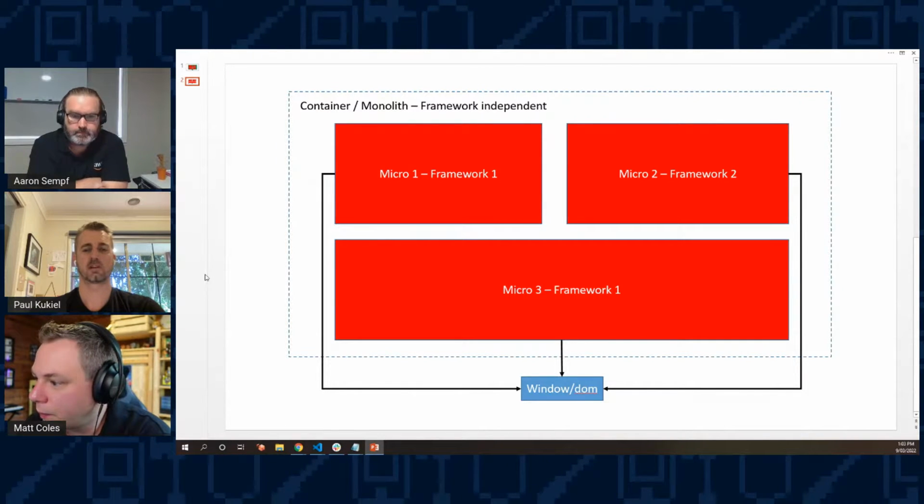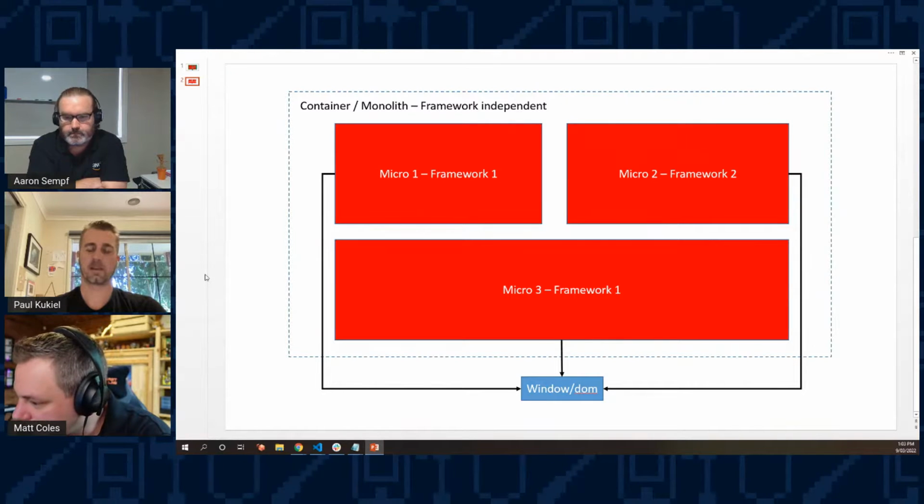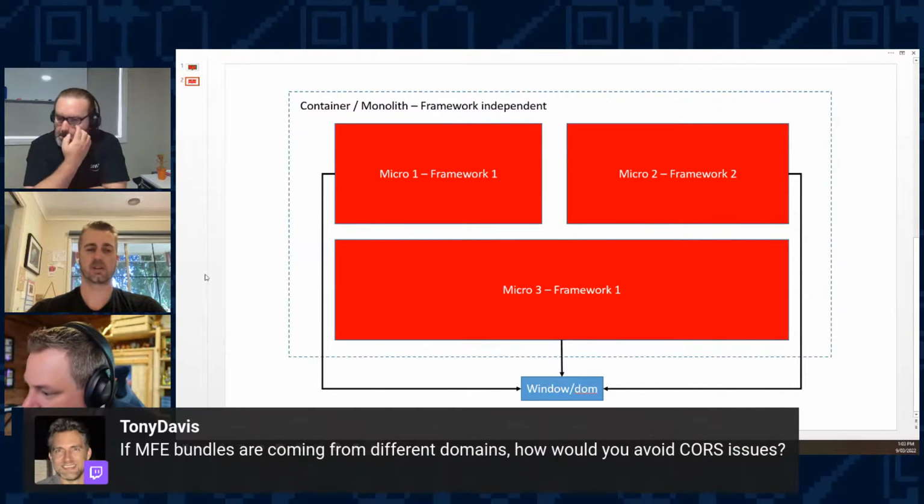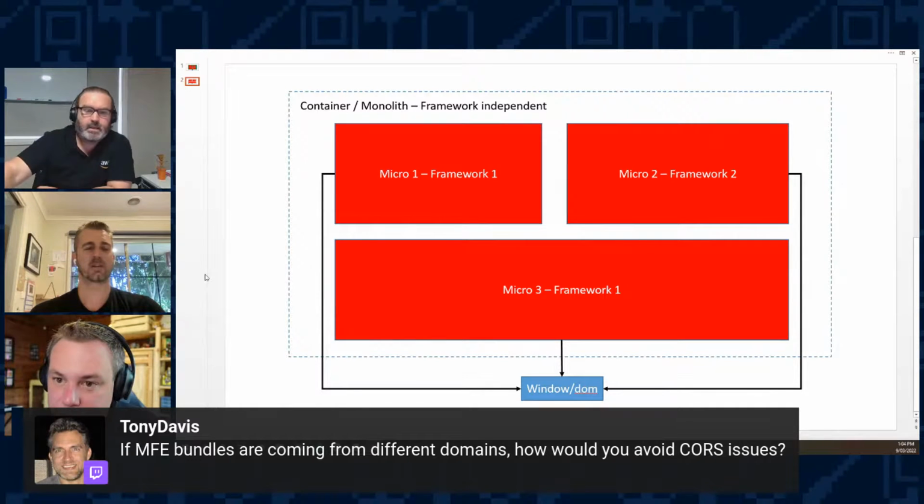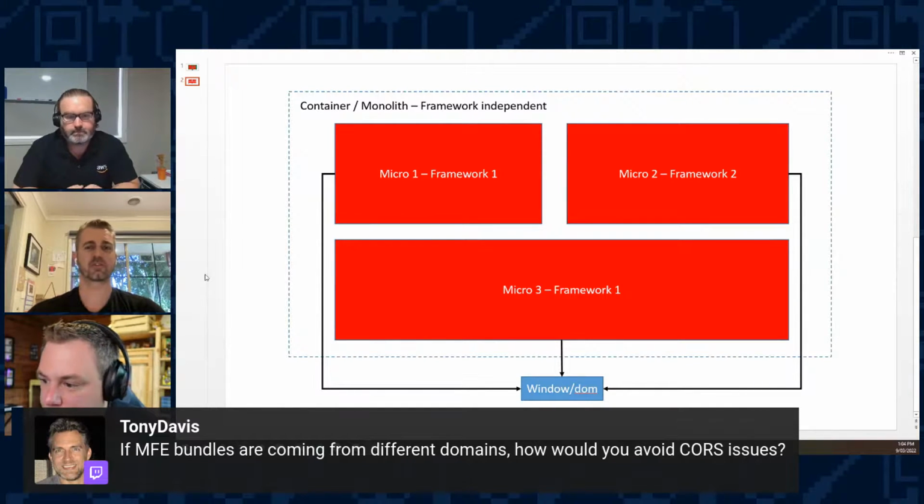Cool. Perfect. Well, if there's nothing else, Tony Davis has got one more comment. If micro-frontend bundles are coming from different domains, how would you avoid CORS? That would be fixing the origins file. Yeah. So you have to establish a trust relationship between the remotes.